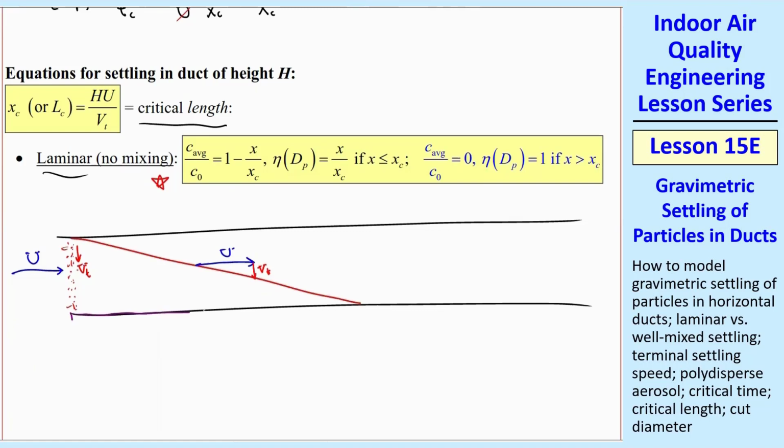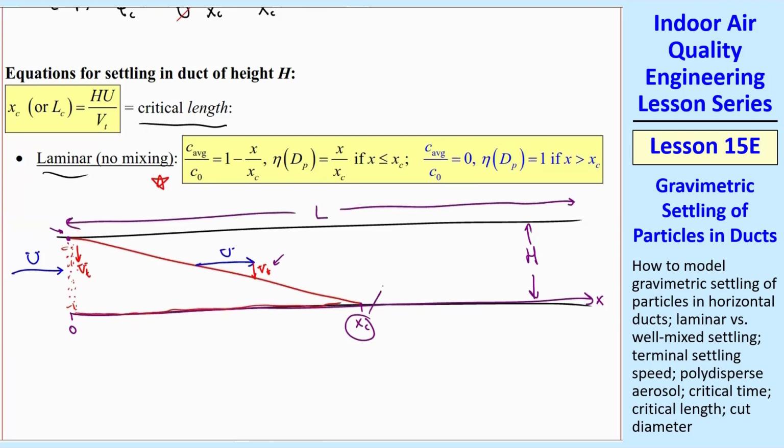If this is also the x-axis along this bottom wall, this would be x equals 0. This would be the critical length xc. And we're talking about the height being h. So you can think of xc as the distance at which it takes a particle starting at the very top of the duct to get all the way to the bottom of the duct, falling at speed Vt. And these particles collect at the bottom. If this duct has a total length L, we draw that here, you can also call this Lc. So I'll use both xc or Lc depending on what we're talking about.